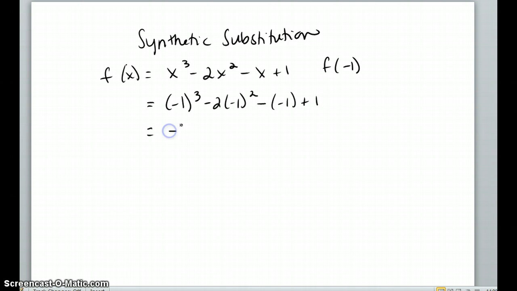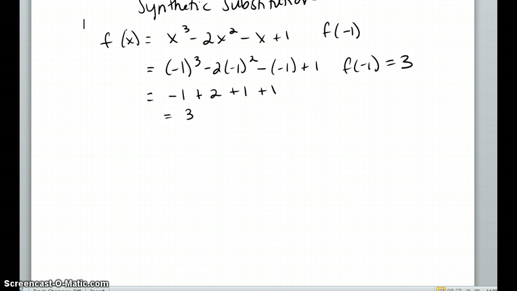So this is going to give me -1 plus 2 plus 1 plus 1, and that gives me 3. So f of -1 equals 3. That's exactly what we're going to be looking for when we do synthetic substitution, excuse me. So this is direct. Now let's do synthetic.